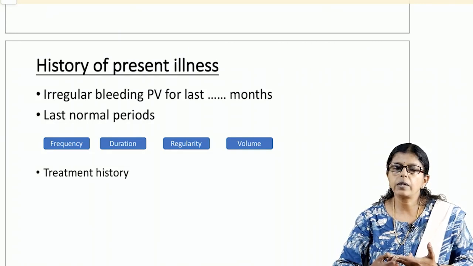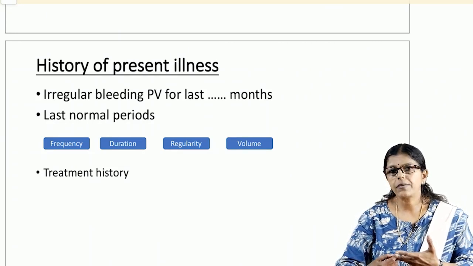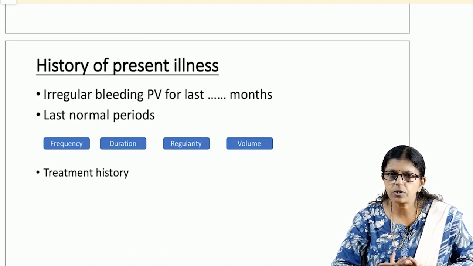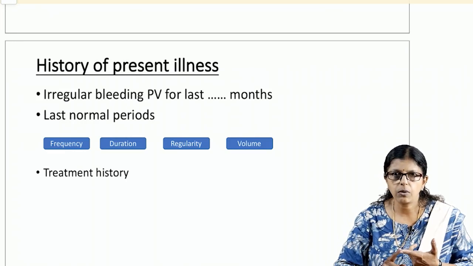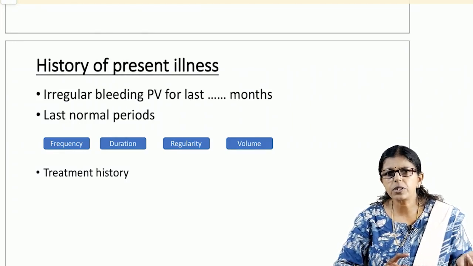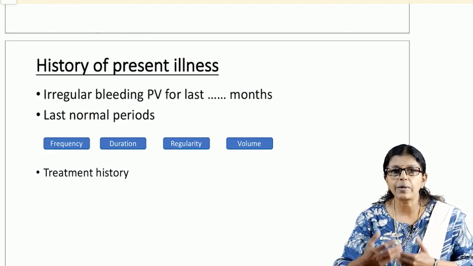All this will give you an idea as to what is the severity of the bleeding that she is having. Does she get dyspnea, fatigue? Is she taking iron tablets regularly? Because you might find that she is not having anemia now, but she's saying she's having heavy bleeding. It could be because she's been under treatment, she's taking iron tablets most of the time. So whatever blood is being lost, she's replacing it.